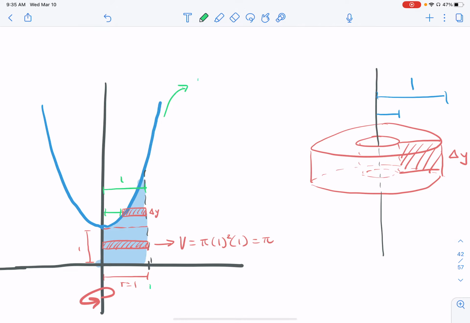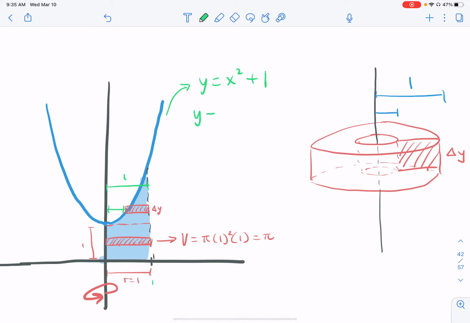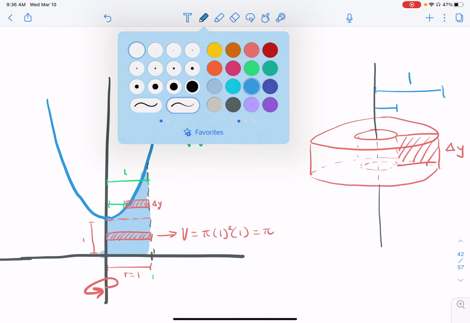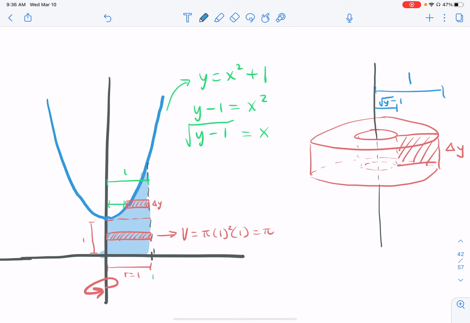I'll do it in green. Y equals x squared, and then I'm going to have to, no, that is not correct. It's plus one. There we go. We'll have to solve that thing for x. So I'll subtract the one over to the y side, and then take the square root. So y minus one, it's plus or minus the square root of that for x, but we'd have a positive square root for the right half and a negative one for the left half. I don't need the negative one, so we'll just use this positive piece that's right there. Okay, so that's this inner radius, the square root of y minus one.